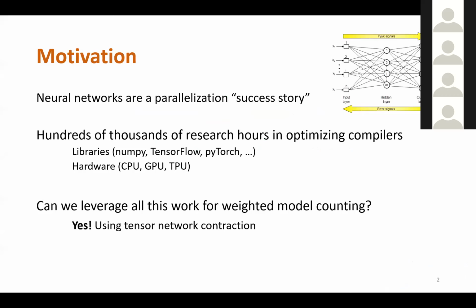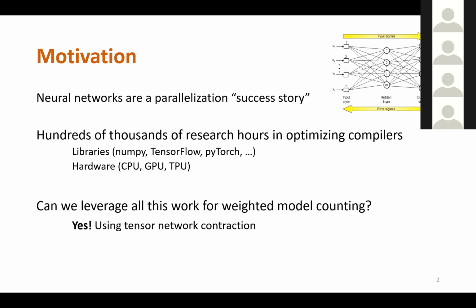The general motivation for this work is that neural networks are really the golden boy of a lot of machine learning techniques, and it's a huge parallelization success story. There's been hundreds of thousands of research hours in optimizing compilers for neural network algorithms for training and inference. And this has resulted in high-performance libraries like NumPy and TensorFlow that perform very well in a variety of hardware scenarios, even on a single core on a CPU or even on your mobile phone, scaling all the way up to GPUs or even to specialized hardware like TPUs, Google's Tensor Processing Unit.